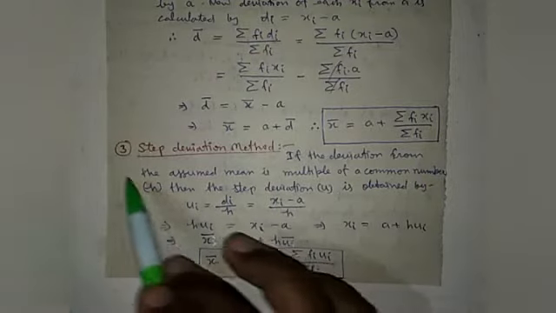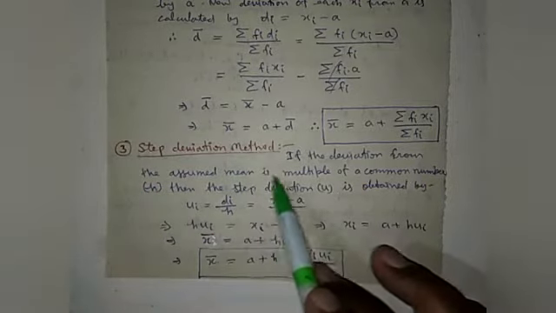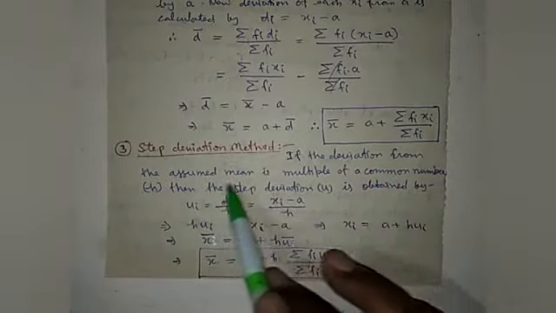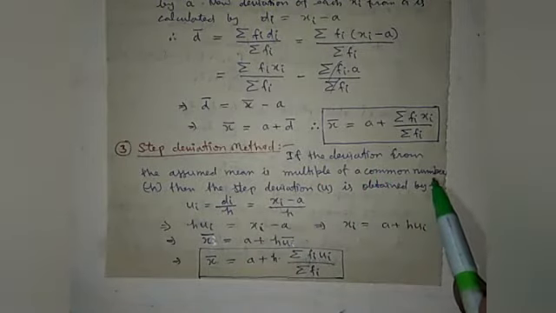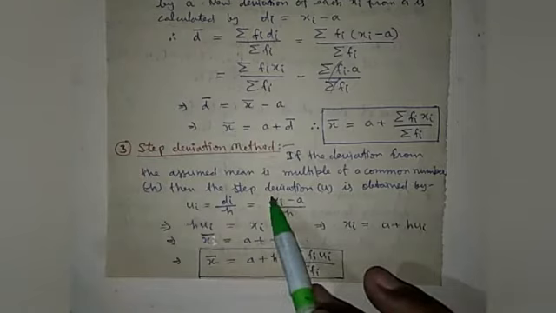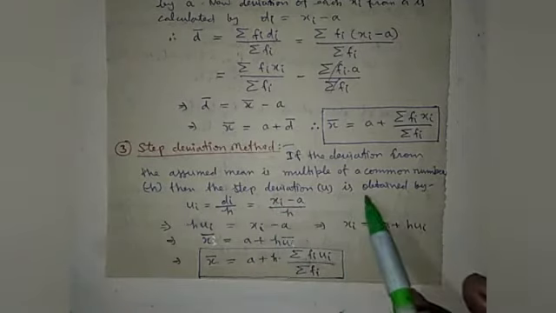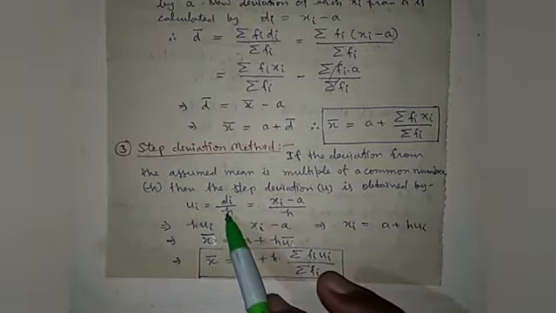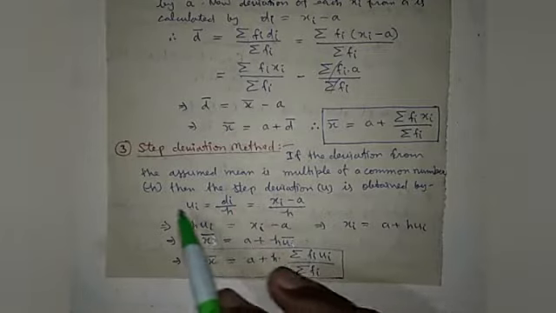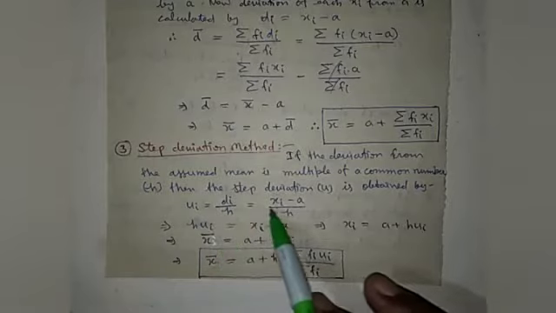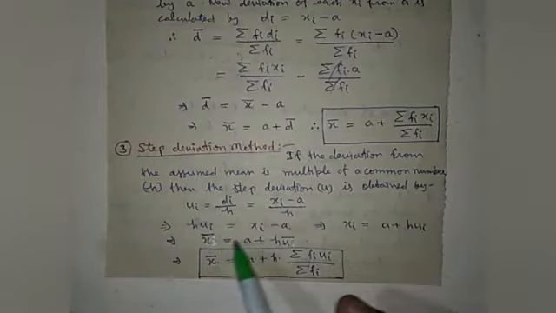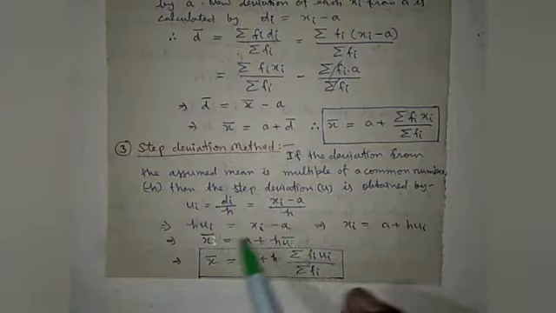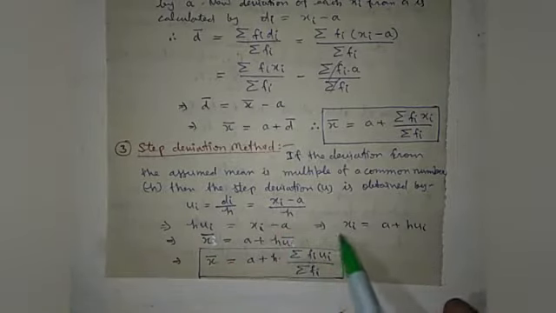Now the third method is the step deviation method. If the deviations from the assumed mean are multiples of a common number h, then the step deviation ui is obtained by ui equal to di divided by h. So here we divide the deviation by the common number h. So it is equal to (xi minus a) upon h. Now by cross multiplication we have h into ui equal to xi minus a. So xi is equal to a plus h into ui.